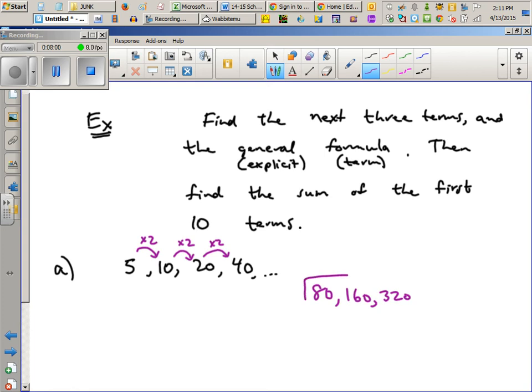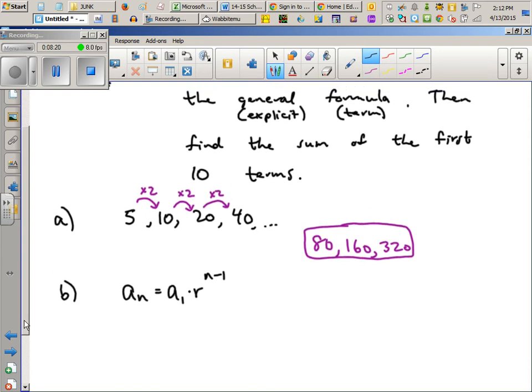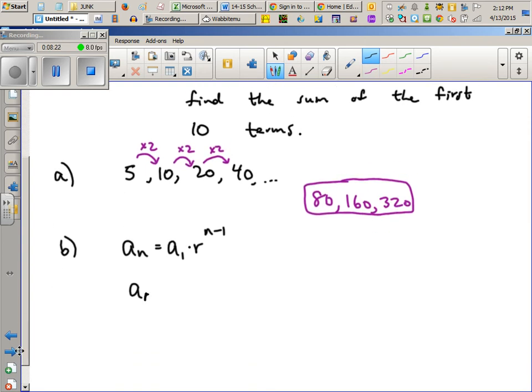So we kind of did our first part of this. The second thing it asks us for is a general term, or a general formula, or an explicit rule. There's lots of names for it, but basically you're trying to find, let's say, the 1,000th term. How would you do it? Well, you would take the first term and multiply by r n minus 1 times. That's the general rule. So since our first term is 5, and our r value is 2, this would be what we mean by a general term. You may not multiply the 5 and 2 to make 10.